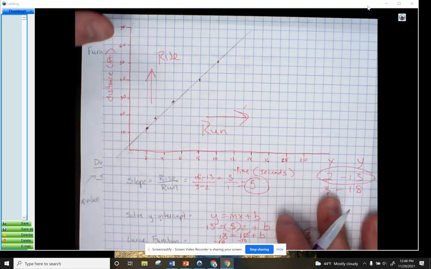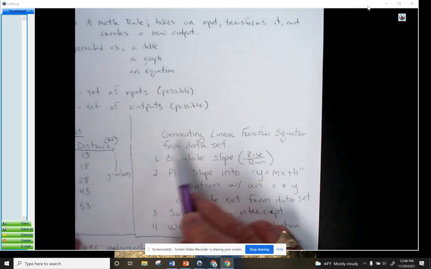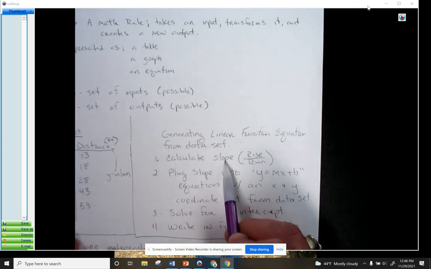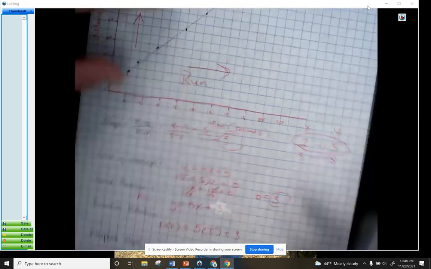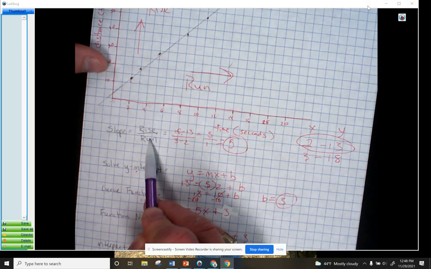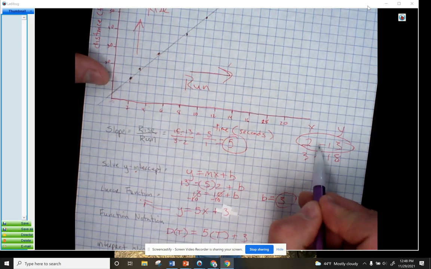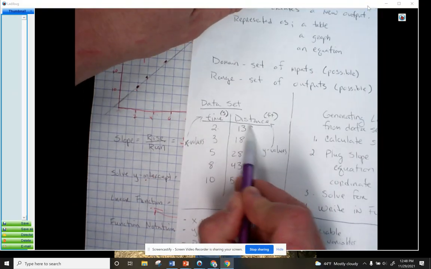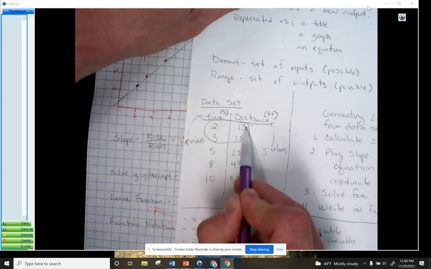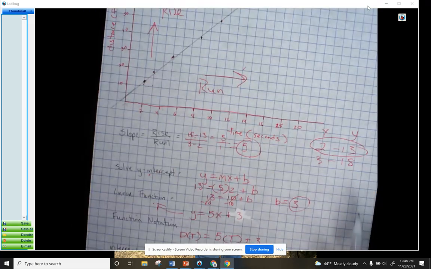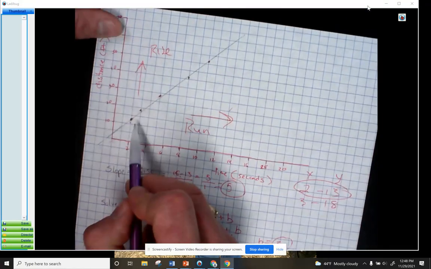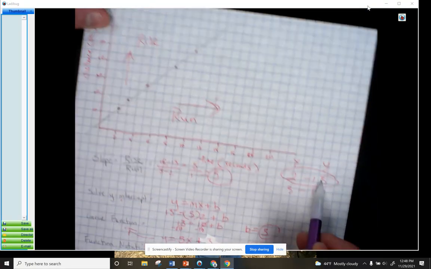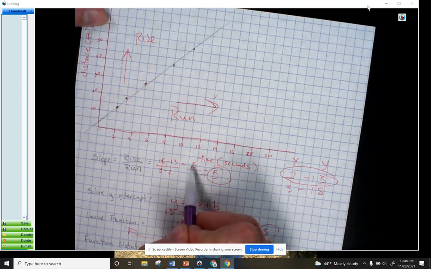Okay, so the first thing that we want to do, if we are generating a linear function equation from a data set, is calculate the slope. So slope equals rise over run. I took any two coordinate sets, so I took the first two, 2 and 13, 3 and 18. For the rise going up from 2 to 3, it went from 13 to 18 feet. So that is a rise of 5. 18 minus 13 gives you 5.